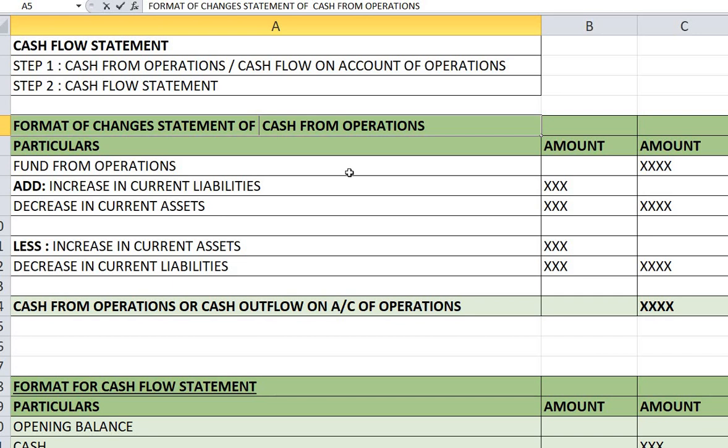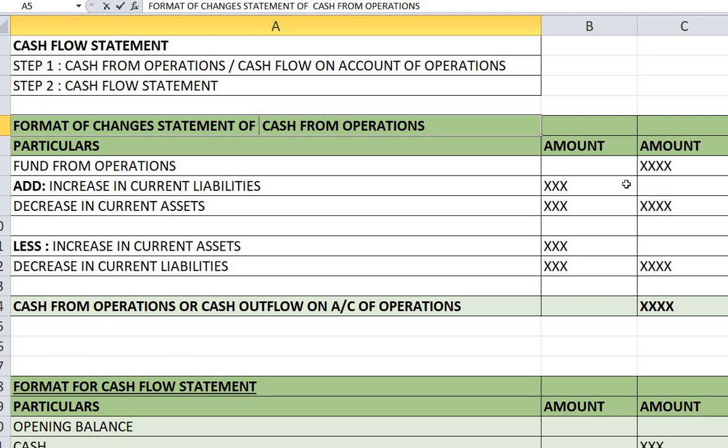To that fund from operation, you will add increase in current liabilities. When there is an increase in current liability from the previous year to the current year, that amount will be added to the fund from operation. Likewise, decrease in current asset will also be added back to fund from operation. So the first step is to identify what fund from operation is, and to that you will add increase in current liabilities and decrease in current asset.